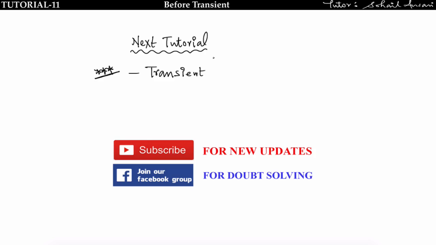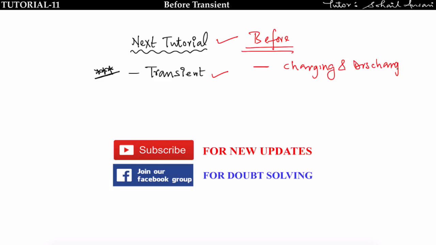Okay, that's all about this lecture. In the next tutorial we will see transient. Before going into transient, I would like to tell you, you should read the concept of charging and discharging of inductor in series with resistance, means charging and discharging of RL and RC circuit. What are the equations of inductor current and capacitor voltage while charging and discharging? You should read this concept.